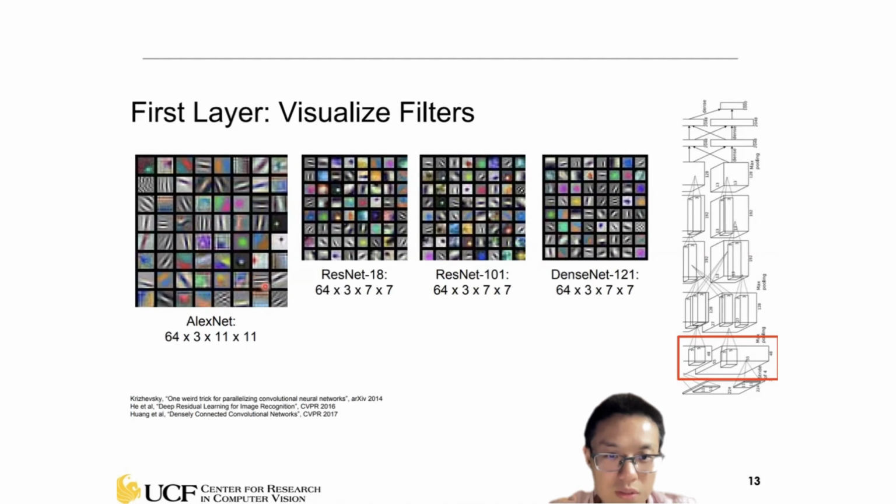Okay, so these are the visualizations of the initial layers, the first layer. You can see that although they are different network architectures, they learn very similar patterns, mostly different edges and different color components. So we can get a sense that all these networks are actually learning from the data.